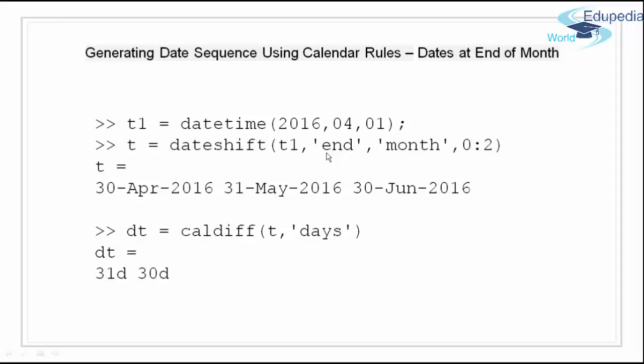Note how only the end dates of each month have been taken. The point to note is that the result produced by the dateshift function is not equally spaced. This can be easily understood by using the calendar difference function, where I have passed the array t and days to know the difference in number of days. So we get a difference of 31 and 30 days between the elements.